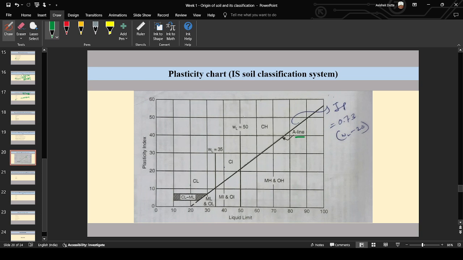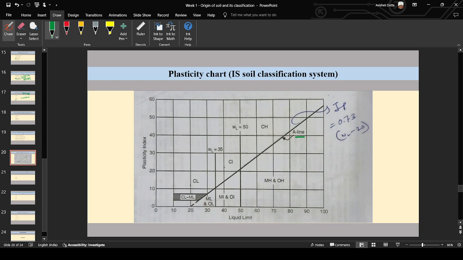Now, the next thing to look out for: below the A line, we can see O is written. O means organic. And if O is not written, then by definition, it is inorganic. OI means intermediate plasticity, OH means high plasticity. H means high plasticity, I means intermediate plasticity, and L means low plasticity.